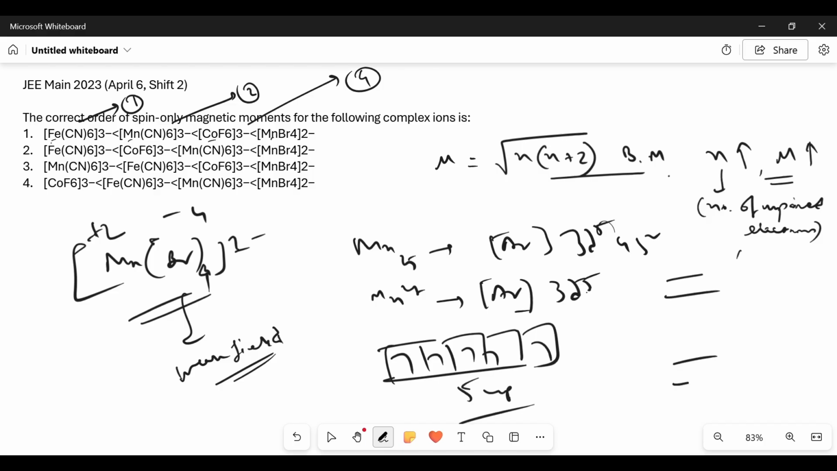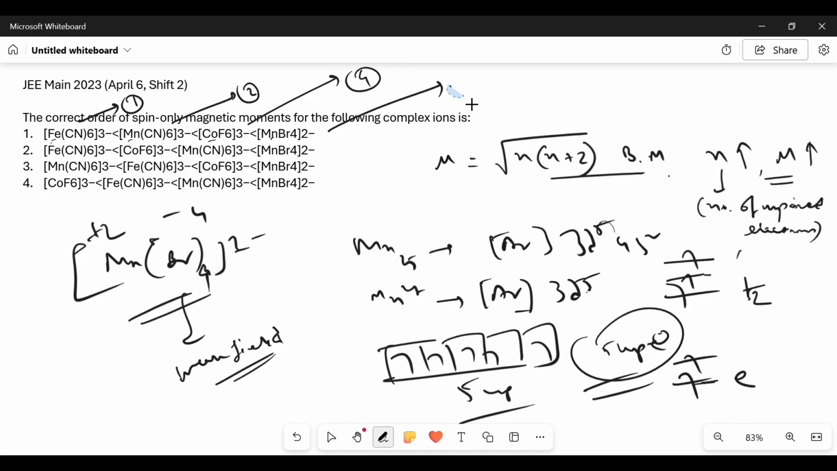In case of CFT also you can check. This is tetrahedral, so the scenario is different. In case of a tetrahedral complex, there are the e level and the t2 level. The e level is the lower energy level in the ground state, and t2 is the higher energy level. So 1, 2, 3, 4, 5. So 5 unpaired electrons in both cases. So here we are getting 5. No need to check the other options because the first option itself is the correct option: 5 greater than 4 greater than 2 greater than 1. Okay. Next question.